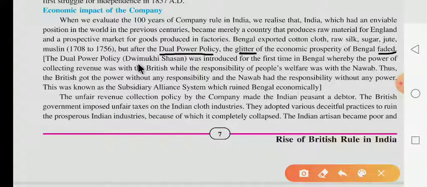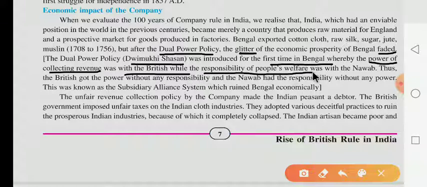The dual power policy, known as dwimukhi shasan, was introduced for the first time in Bengal, where the power of collecting revenue was with the British. Who collected the revenue under the dual power policy? The British collected the revenue. It means the British collected taxes under the dual power policy, and the responsibility of the people's welfare was with the Nawab. Who did the welfare work? This responsibility of welfare work was in the hands of the Nawab.